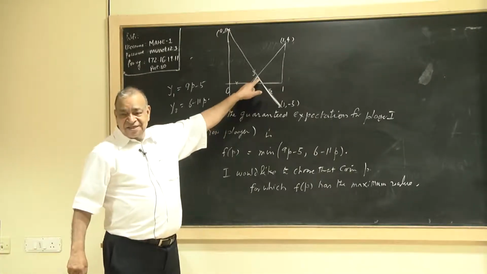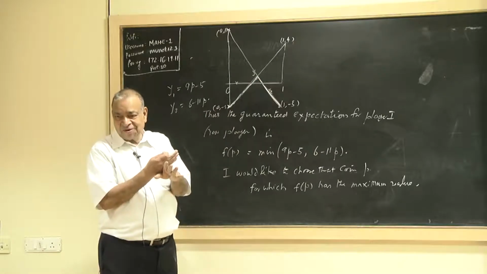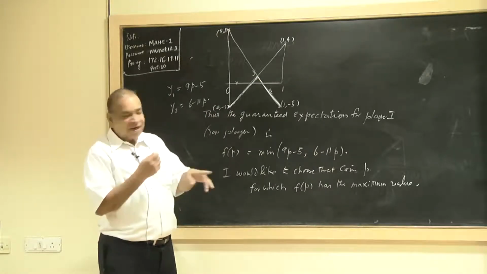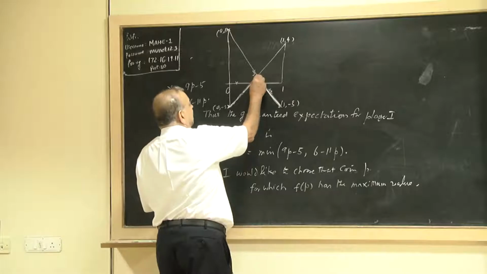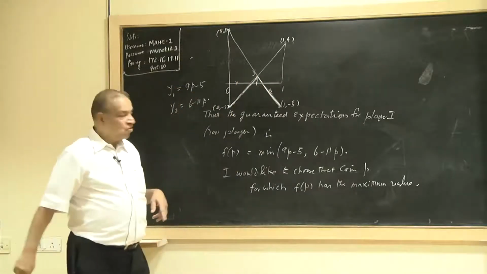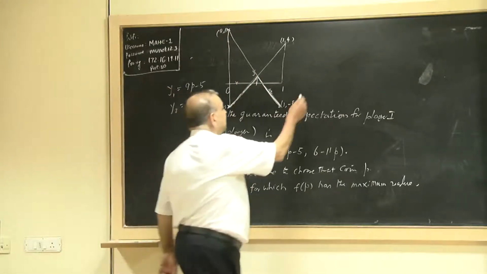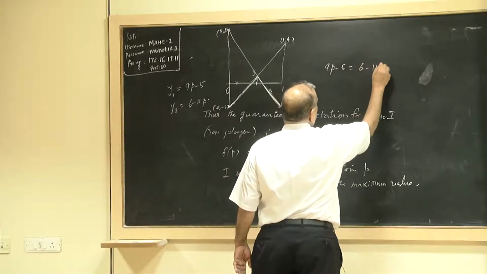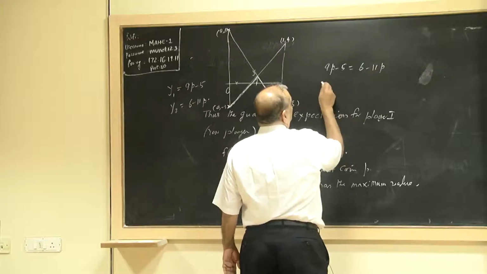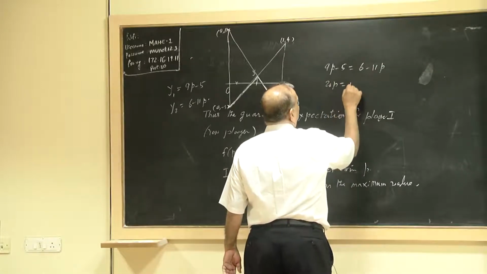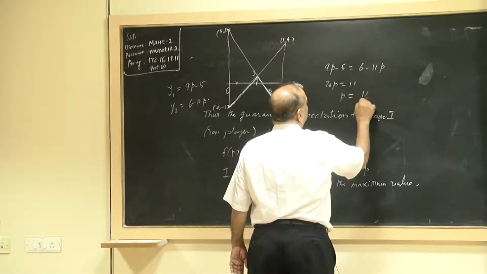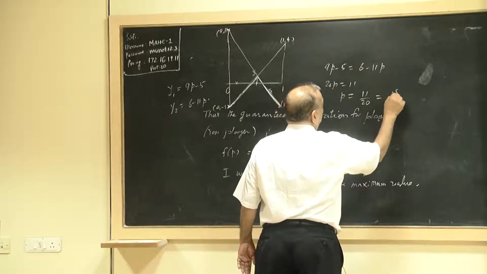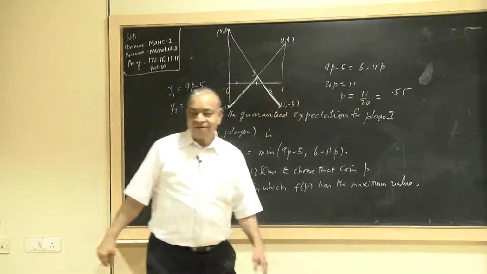So that means it is the solution of these two equations at that point p. Okay, so when I solve for that one, 9p minus 5 equals 6 minus 11p. So 20p is equal to 11. So p equals 11 over 20, which is 0.55.